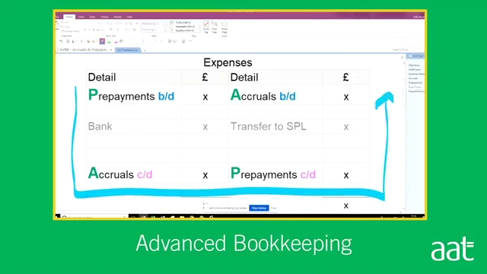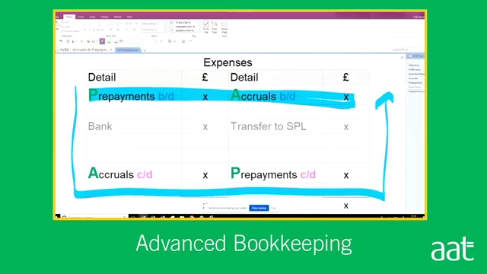So what we can see is that we've got the top bit, okay? Your prepayment brought down and your accruals brought down go on the top bit. But the prepayment is on the debit side and the accrual is on the credit side. Because the prepayment brought down is from last year, we need to account for it in this financial year. The accrual brought down means we accounted for it last year. I don't want to account for it this year, so I put it there so that it will obviously offset it.